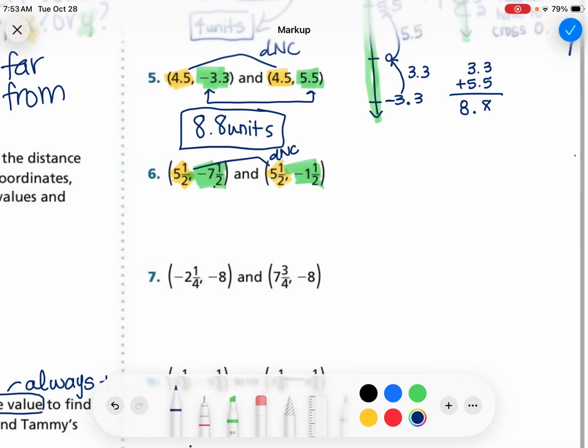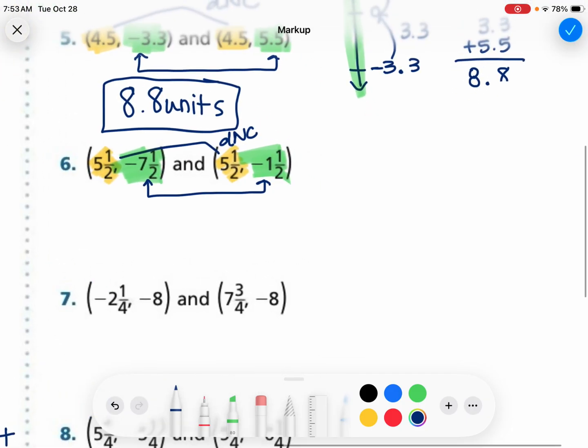Okay, so we said the one that was the same was the yellow one, our x value. And the ones that changed is our y coordinates, right? I went from -7.5 to -1.5. So I'm going to go ahead and draw my number line vertical. I'm going to color code it.